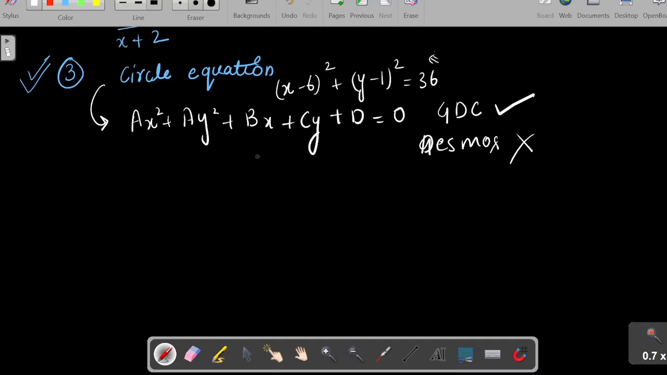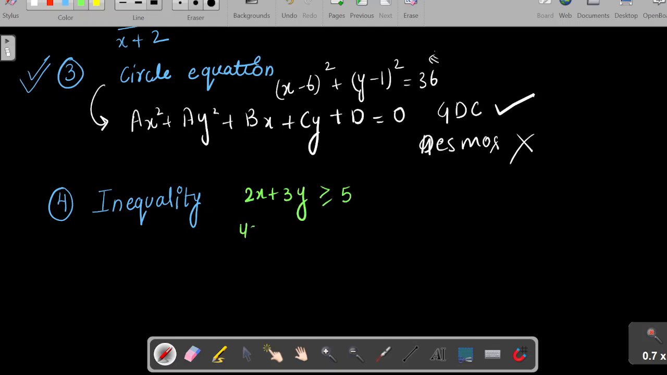Now, coming to the next concept, that is inequality. Always use Desmos whenever you have any question related to inequality. Desmos always helps you in these questions. Suppose I am giving you an inequality. Let's say it is 2x + 3y ≥ 5, and the other is 4x + 5y ≤ 20.